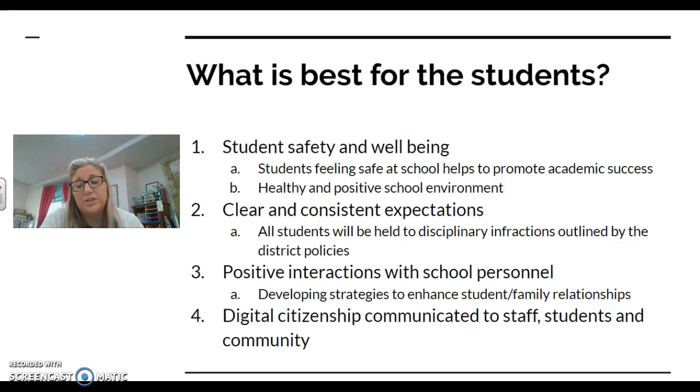What is best for the students? Well, the student safety and well-being is best for the students. They need to feel safe at the school, and that will help promote academic success. If they're feeling safe, they can be successful in academics. If they're not feeling safe, they have a million other things going on in their head, emotionally, socially, everything going on. We need to have a healthy and positive school environment.